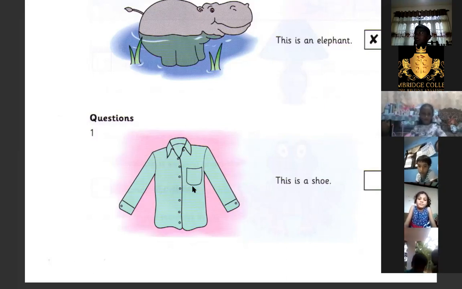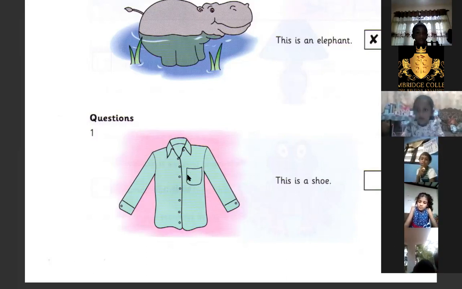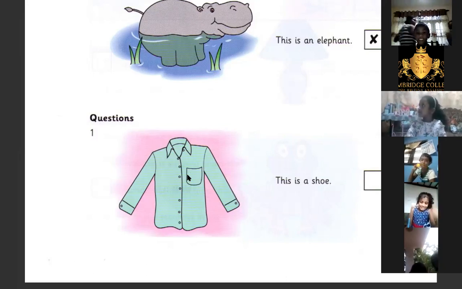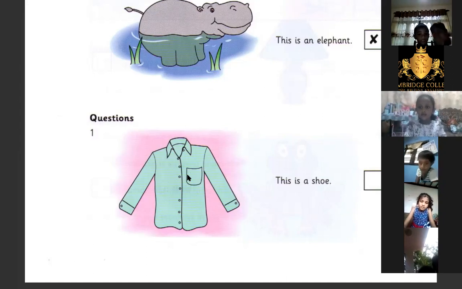No, there isn't a shoe. What is it? Shirt. Yes, it's a shirt. Very good. It's a shirt.